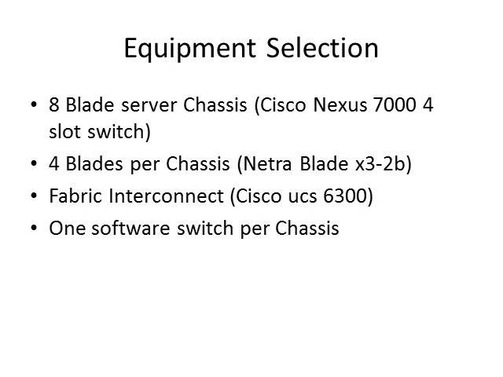Okay, so following is the equipment we are going to use. We are going to use an 8-blade server chassis. The chassis we are going to use is Cisco Nexus 7000, which will be of 4 slots. There will be 4 blades that can be fitted into each chassis. The blades we are going to use are Netra Blade X32B, and there will be one software switch per chassis.